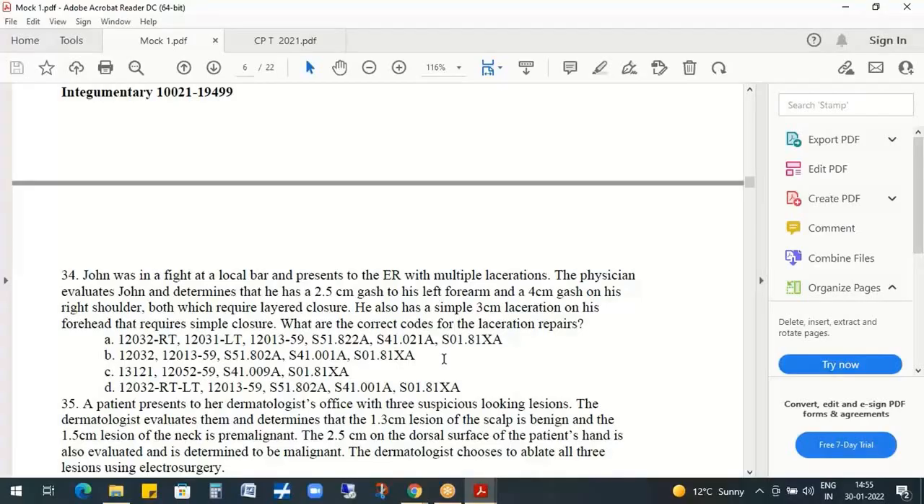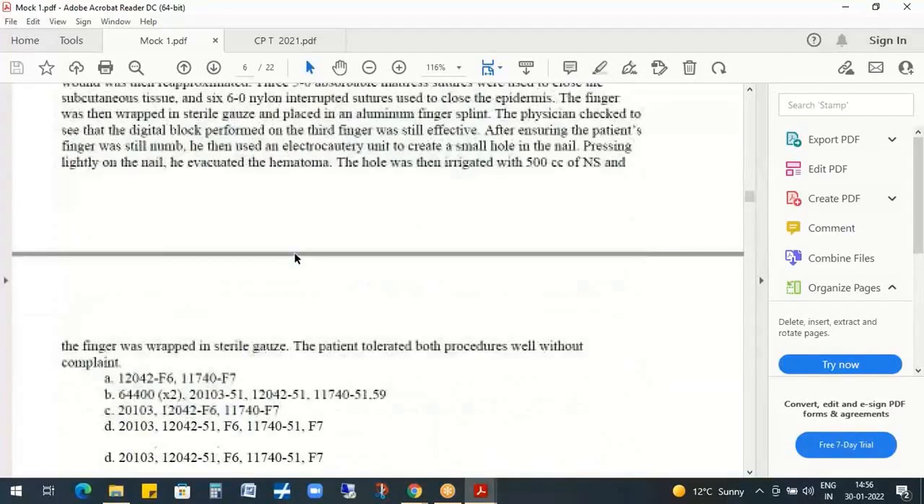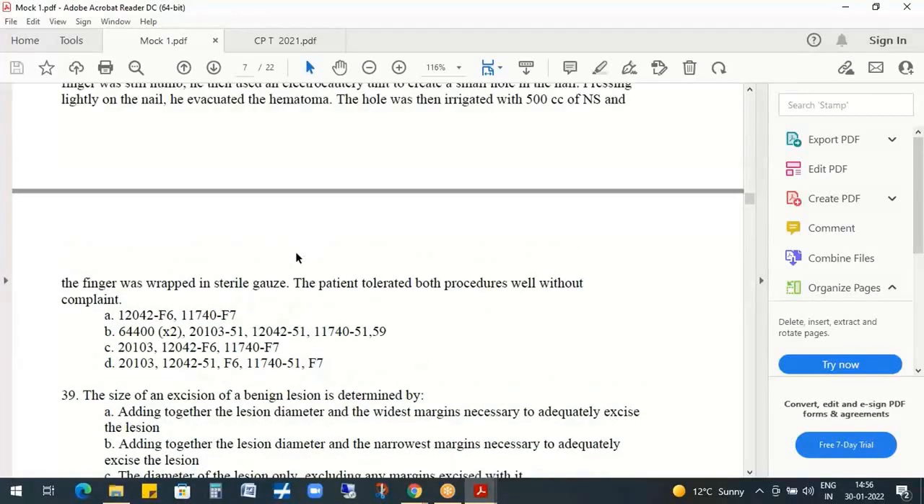Sir, in what series is simple repair included? Simple repair is included when it is performed along with excision. Here only simple repair is performed to close a laceration. Excision followed by simple repair, then simple repair is included. Okay, sir. Any doubts up to question number 39?